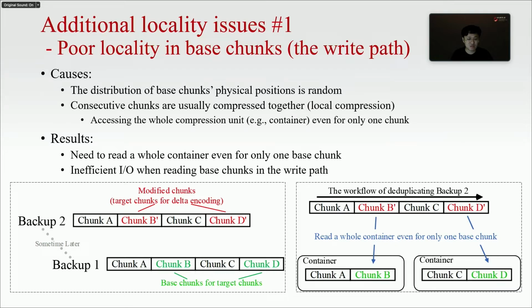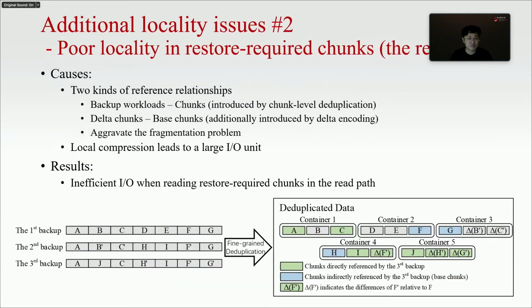For the example in the red figure, when we run delta encoding on chunk B prime and chunk D prime, we even have to read the whole container for only one base chunk. These are very inefficient I/O. We summarize this issue as poor locality in base chunks, and if base chunks could be more concentrated, the I/O efficiency could be significantly improved.